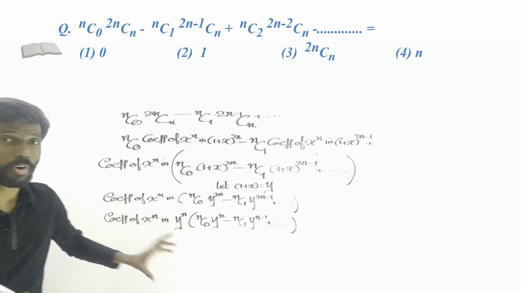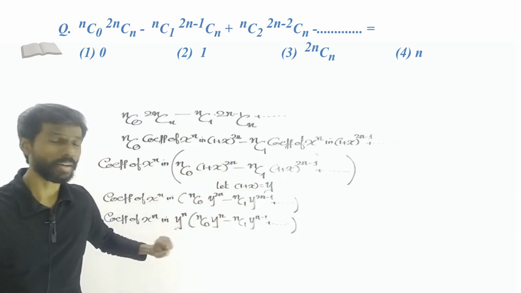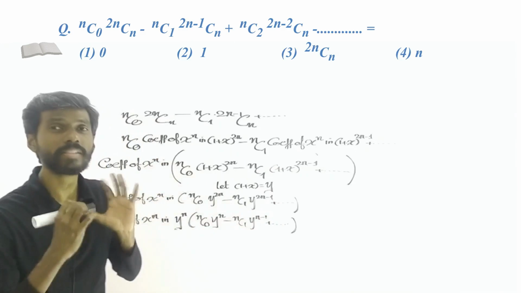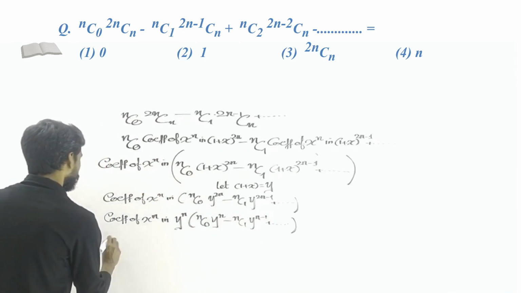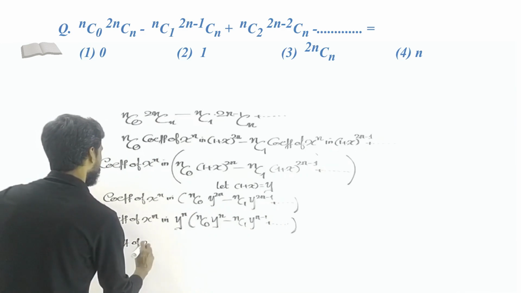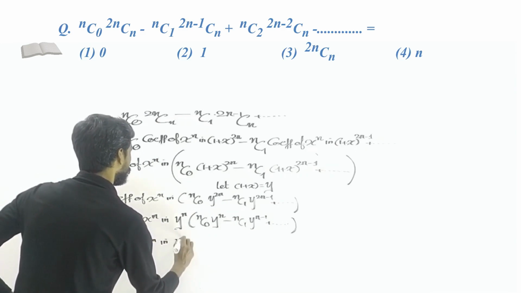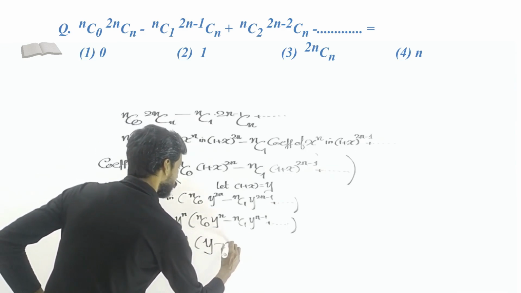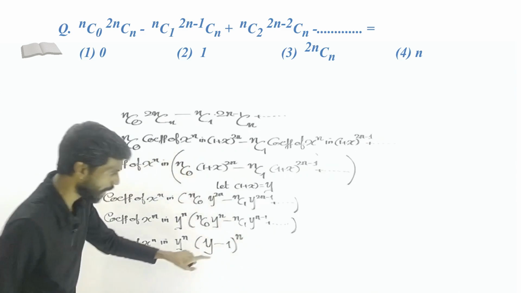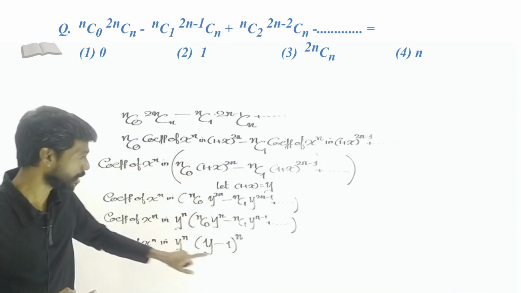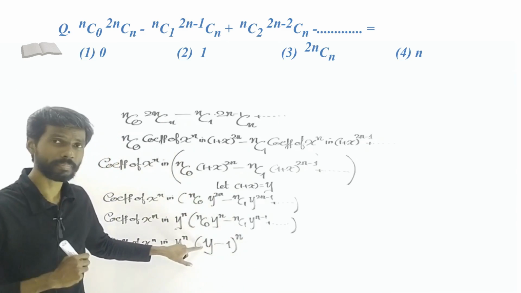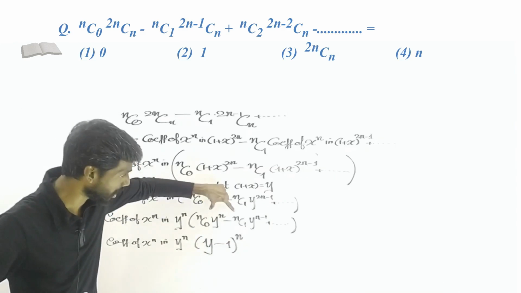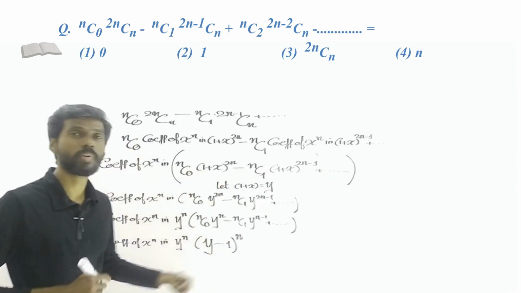So now it is of a known form, right? nC0 y to the power n minus nC1 y to the power n minus 1, next nC2 y to the power n minus 2. That is the binomial expansion, right? So this is the coefficient of x to the power n in y to the power n times the expansion of (y minus 1) to the power n. What is the expansion? nC0 y to the power n minus nC1 y to the power n minus 1, next nC2 y to the power n minus 2. So this is the binomial expansion of (y minus 1) to the power n.